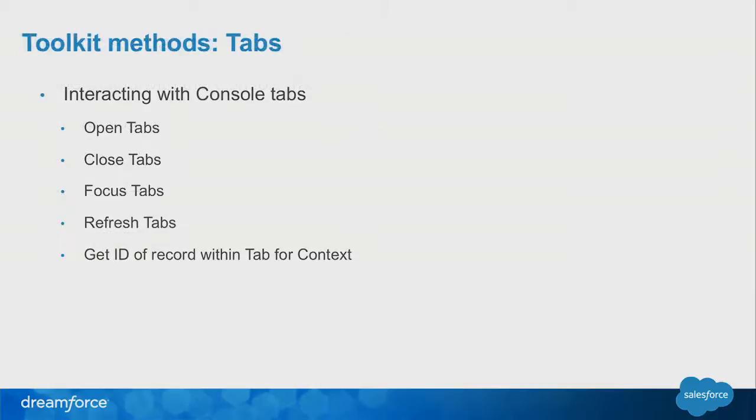So if we dive into each one of those, with the tabs, you can do some very basic things, like opening a console tab, focusing on a console tab, refreshing a console tab. The most important really is getting the ID of the record within the tab, because that's when you can start to drive context from what the agent's currently looking at. So an example here is that there are methods to provide you back a list of all the tabs that are currently open, where you can iterate through those, getting the ID of the record that's currently open, and bringing that into your console app to provide context back. And we're going to show that as an example in a minute.